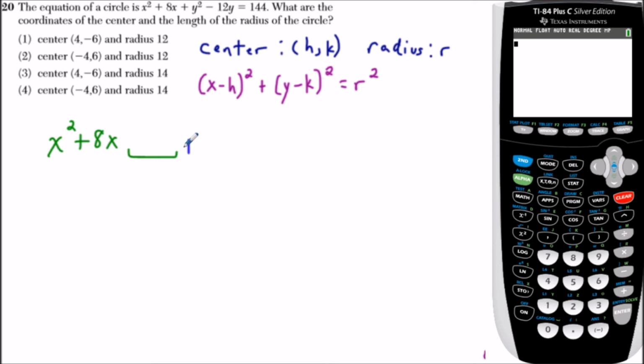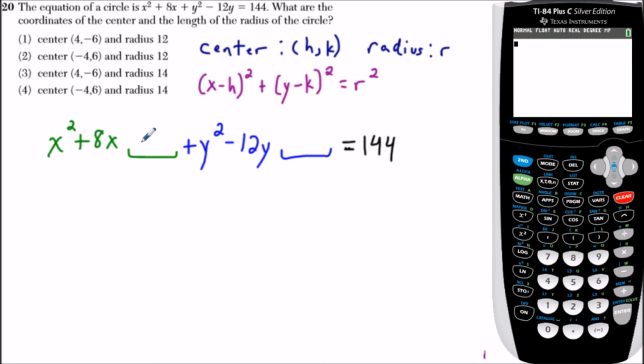And then I write out the y terms, so I have a plus y squared minus 12y, and I leave another space. And then this is all equal to 144. And what we have to put in the space is a number that makes the x quadratic and the y quadratic a perfect square trinomial. Because if you look, we have x minus h squared. So we need this to factor in such a way that the factors are exactly the same.